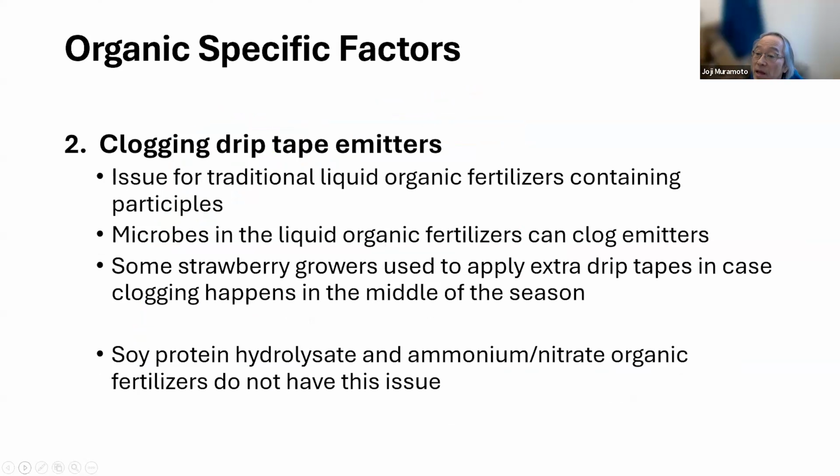All right, and the second important factor is clogging of drip tape emitters. That has been an issue for traditional liquid organic fertilizers containing particles, and microbes in the liquid organic fertilizer can also clog emitters. Some organic strawberry growers used to apply extra drip tapes in case clogging happens in the middle of the season. But if you use soy protein hydrolysate or ammonium nitrate organic fertilizers, that's not an issue.